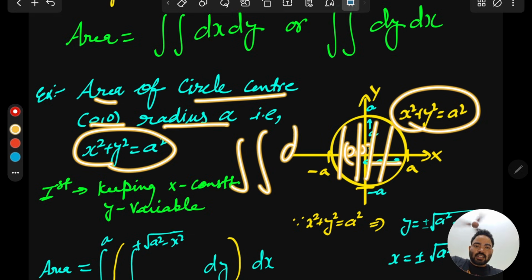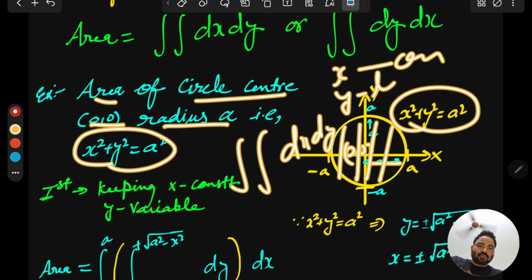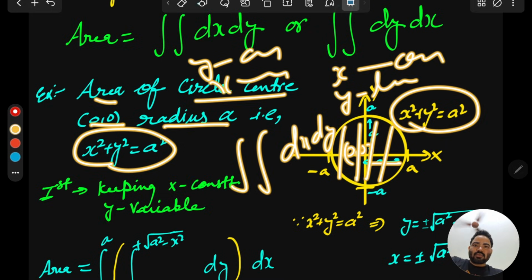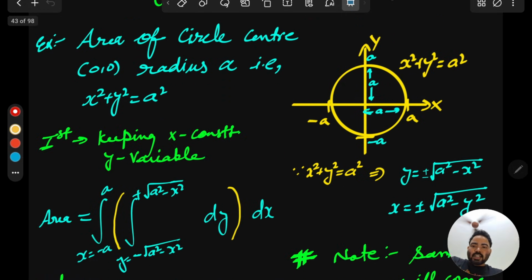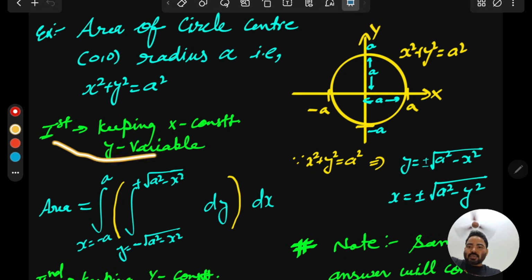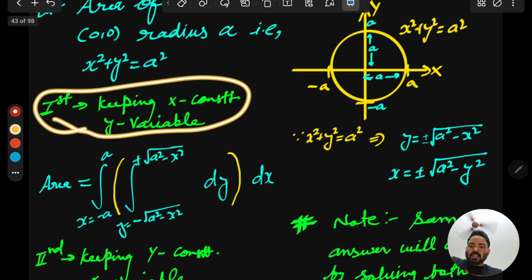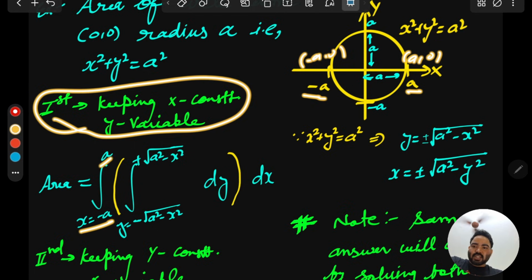You can say double integral dx dy, and here one thing you have to do: either take x constant, y limit variable, or y constant, x limit variable. Either way you can solve this type of problem. So let's do it one way. First, keeping x constant, y limit variable. So from minus a to a, you can clearly say, if you draw the circle, this is the coordinate of (minus a, 0) and this is the coordinate (a, 0). So you are moving throughout the x from minus a to a. That's why our x limit is minus a to a.